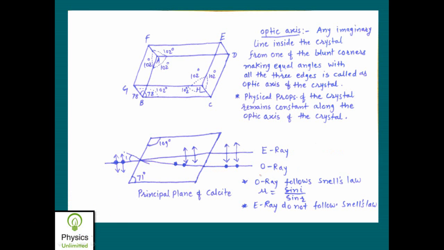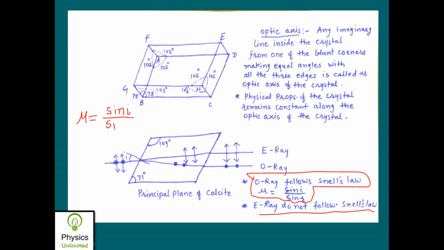Okay. Then out of these two rays, that is the ordinary ray and the extraordinary ray, it is the ordinary ray which follows Snell's law of refraction, which is mu is equal to sin I upon sin R, while the extraordinary ray does not follow Snell's law of refraction. What does it mean that the ordinary ray follows Snell's law of refraction and the extraordinary ray does not? What is Snell's law of refraction? Mu is equal to sin I upon sin R. So if I say that this ordinary ray follows this Snell's law of refraction, what does it mean?